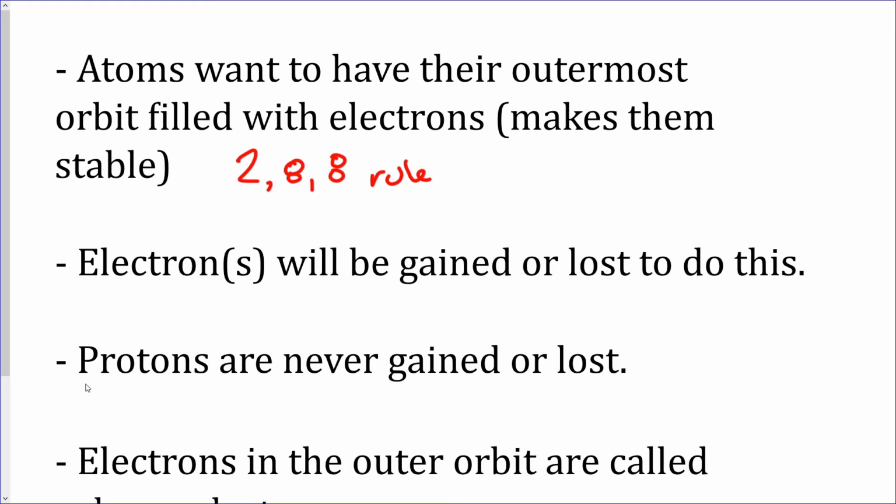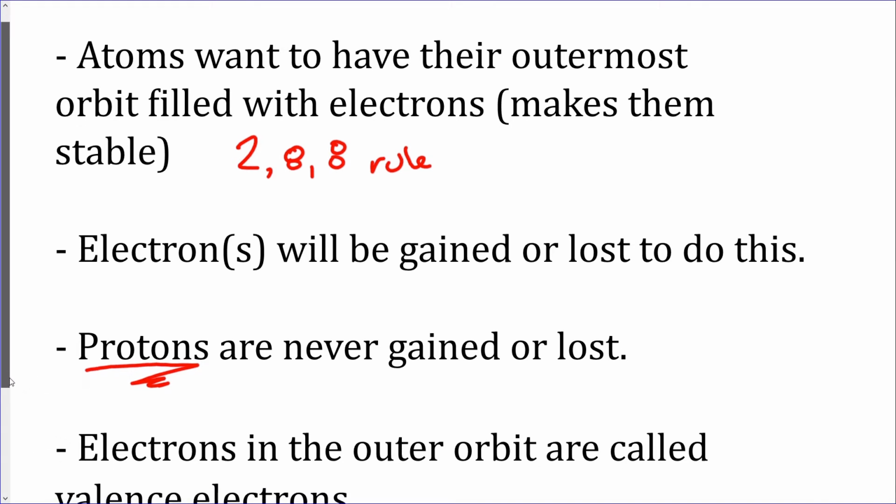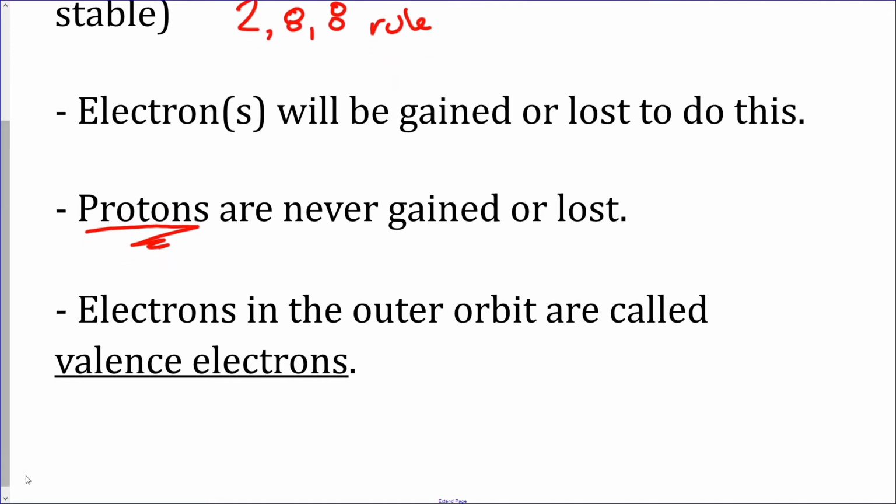This is really important. Protons are never gained or lost. Remember, we said protons are what makes an atom a specific element. So we don't want to gain or lose any protons. And just a little vocabulary here for you. Electrons in the outermost orbit are called valence electrons. The electrons that are in the inner orbits are called core or inner electrons. What we want to focus on is these valence electrons.